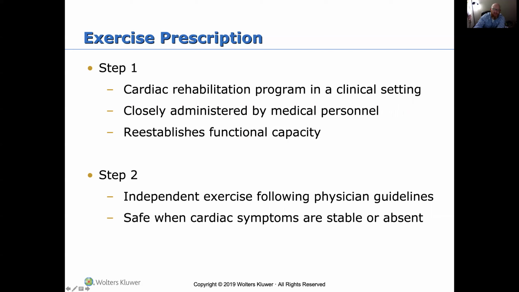It's closely administered by medical personnel, reestablishes functional capacity. We're finding out where they need to be, where they are, what's their new functional capacity after their heart attack, stroke, etc. Step 2, independent exercise following physician guidelines. And this is safe when cardiac symptoms are stable or absent. They're not getting worse. You may have some slight symptoms, or you may have none at all. And if that's the case, then you're free to independently exercise following the guidelines of your physician.